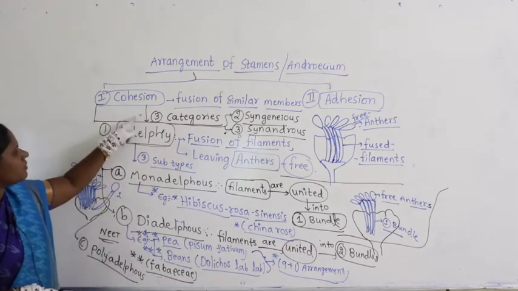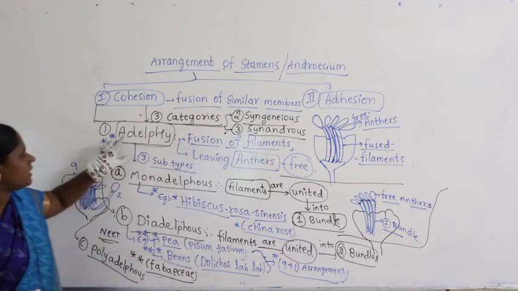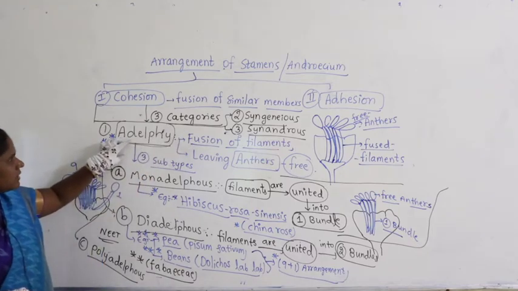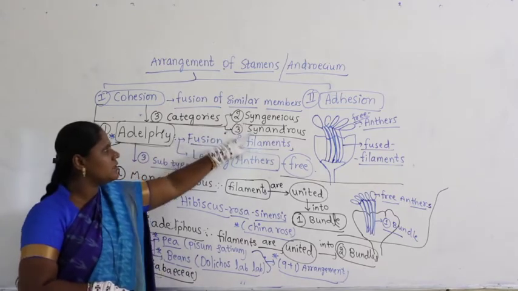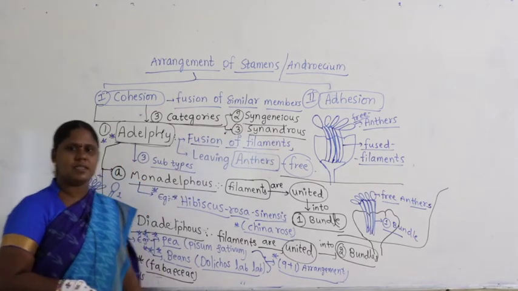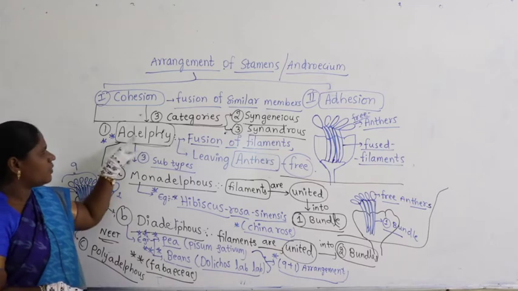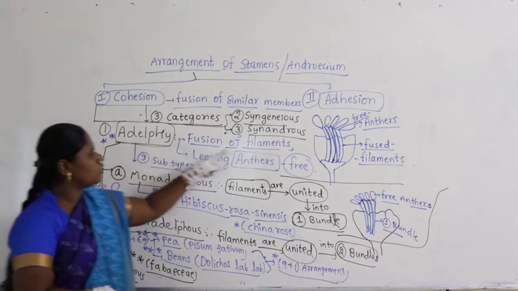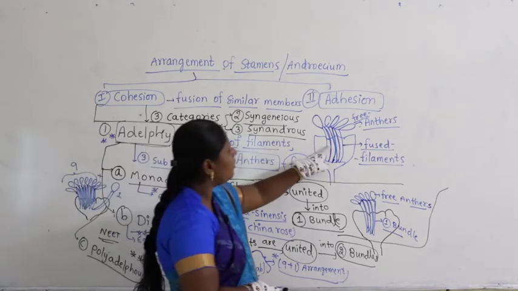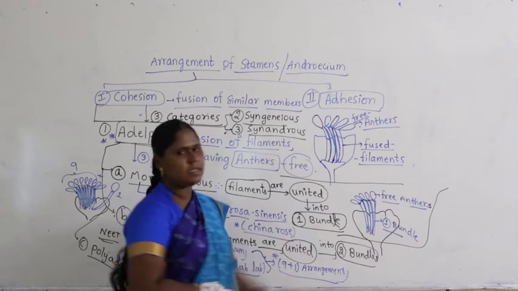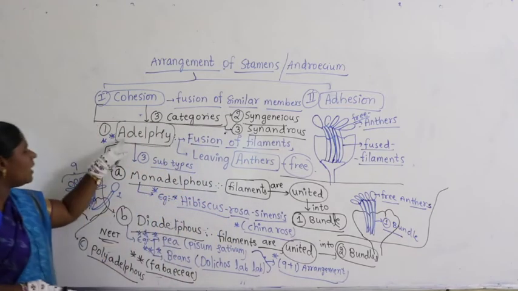So, cohesion is divided into 3 categories. One is Adelphi, look at the pronunciation, this is called Adelphi, and this is referred as Syngenesis, and the third condition as Synandros. Now, we are in the discussion about first one, that is Adelphi. What is the meaning of Adelphi? Fusion of filaments leaving anthers free. Now, in the diagram you can see all filaments are fused, but anthers are free. Then the condition is called Adelphi.